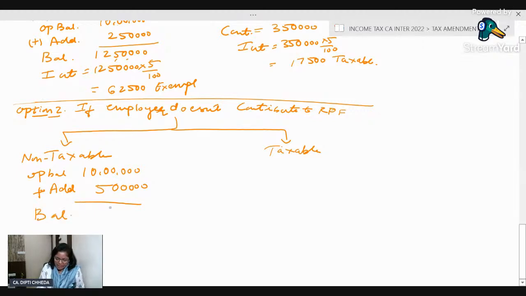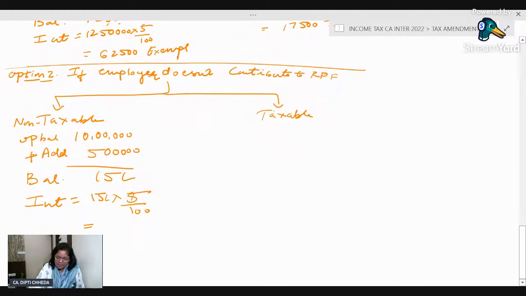So what is the balance? 15 lakh. Interest on this 15 lakh at the rate of 5%. Whatever interest you receive, it is exempt. 15 lakh ka 5%, 75,000 interest is exempt. And now, how much contribution they have made?